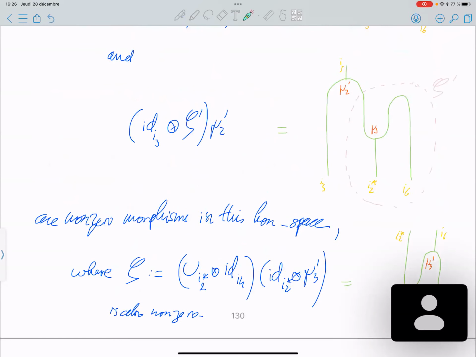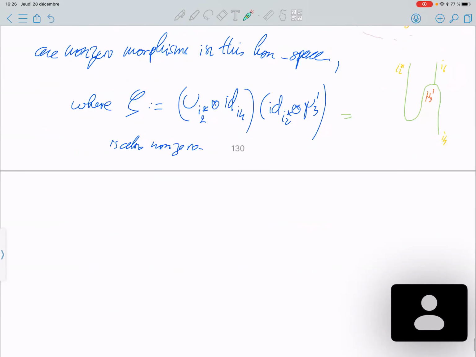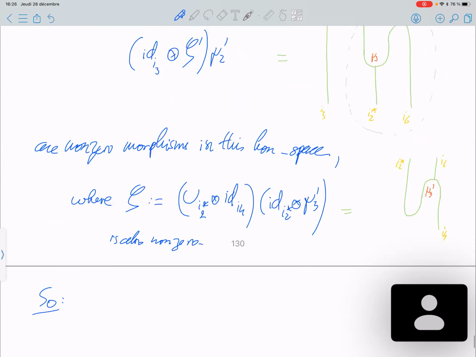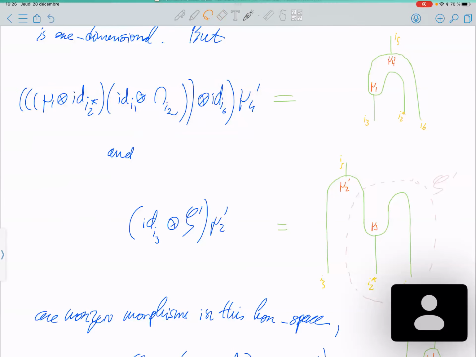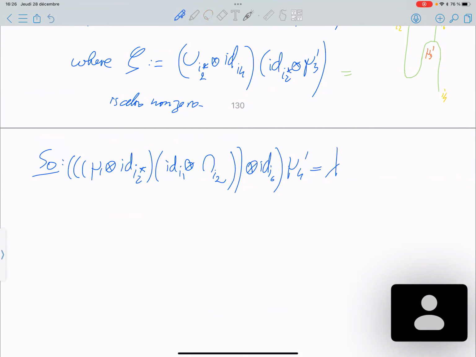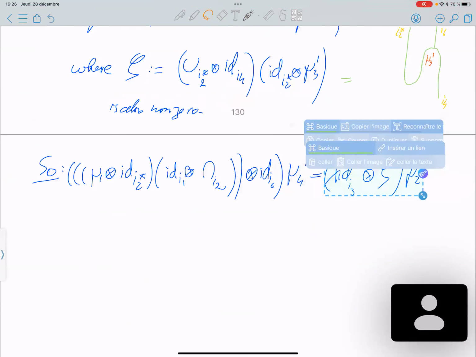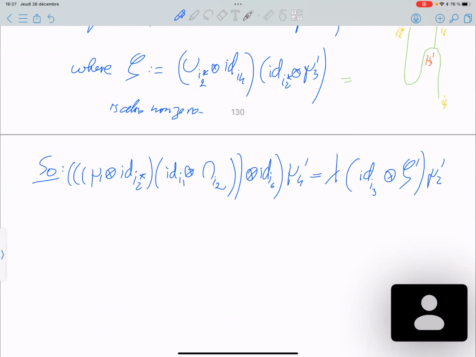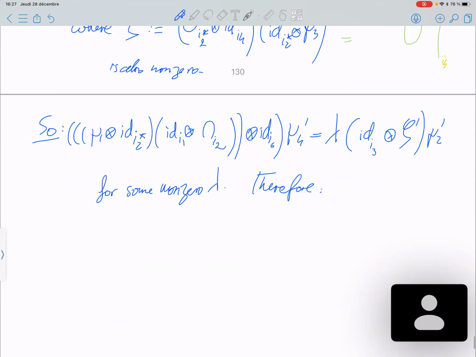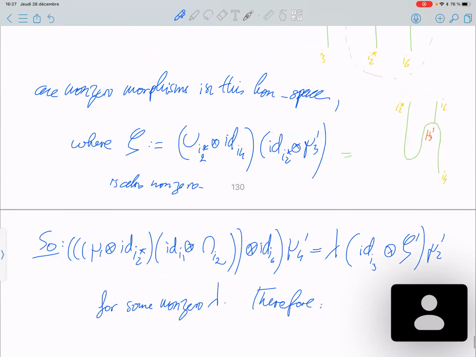And zeta. So the notation I will not repeat. This notation prime is as the notation we mentioned before. So done. Equal to multiplicative constant. So this equal this times this with lambda non-zero. For some non-zero lambda. Therefore, so now we want to, okay.